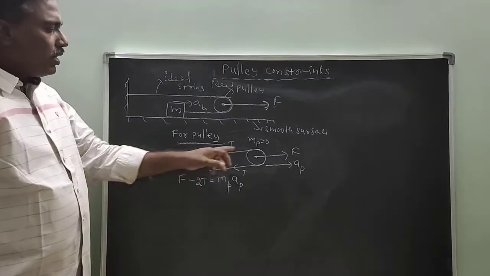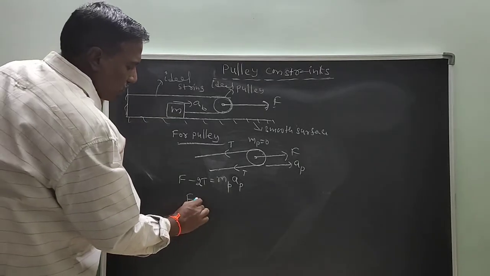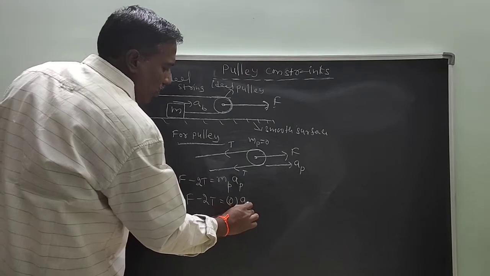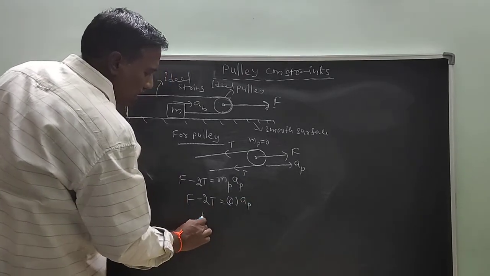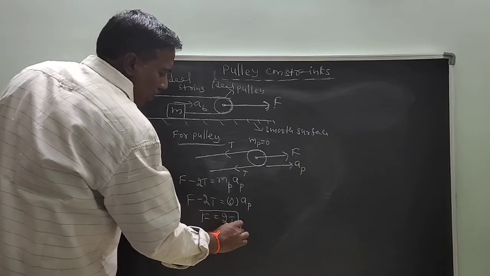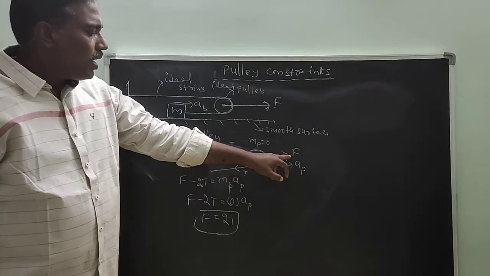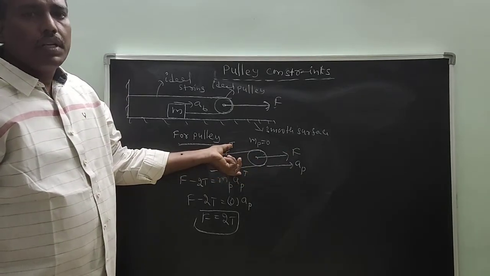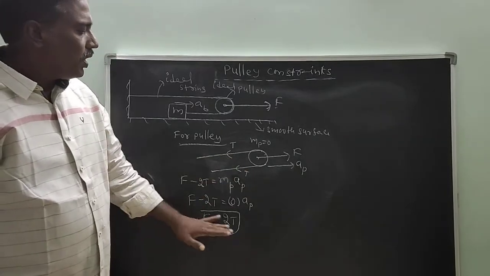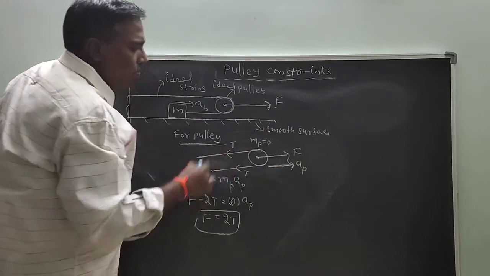So here, what is the mass of the pulley? 0. F minus 2T is equal to 0 into acceleration of pulley. That means F is equal to 2T. So for any ideal pulley, the force applied on the pulley is equal to the net tension. This is the condition for the pulley. So the acceleration of the pulley is AP.